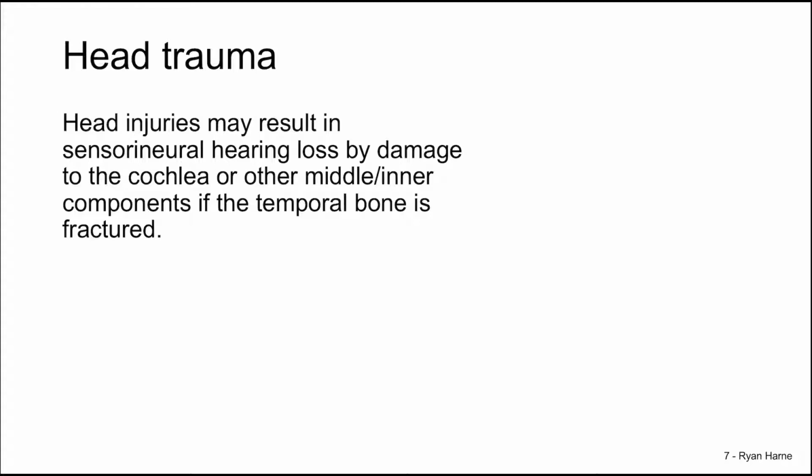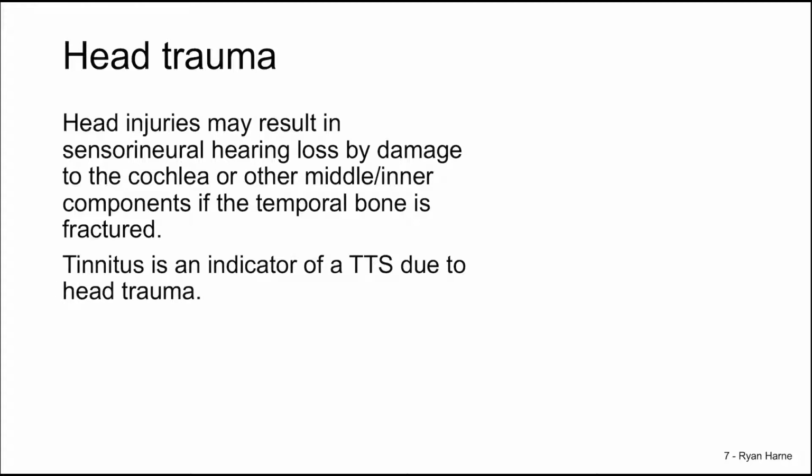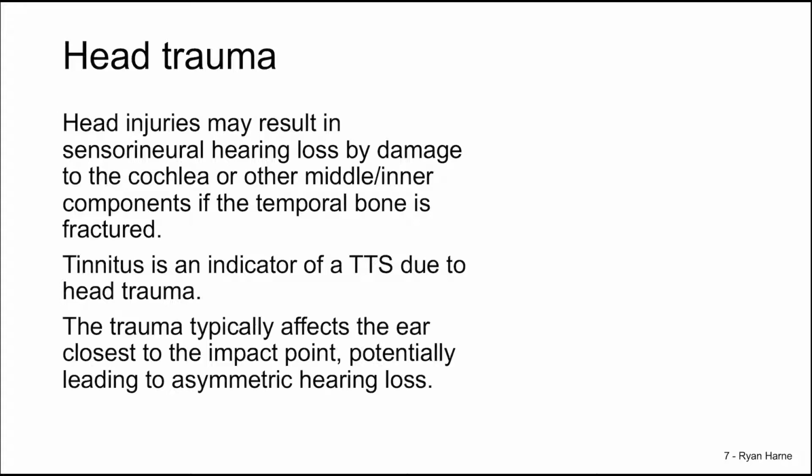loss. And this is due to the fact that extremely large shock waves can damage the temporal bone and cochlea, and potentially even components like the middle ear. Tinnitus is also an indicator that head trauma has occurred, causing a temporary threshold shift. And it is likely that this type of trauma may mostly affect the cochlea on the side of the head that was impacted. And this could lead to asymmetric hearing loss, which is somewhat commonly reported for people who have exhibited a head trauma-related hearing loss.